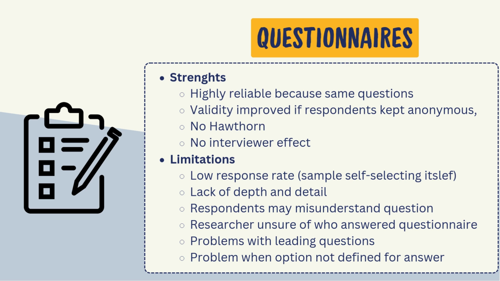And then the limitations are that there's a really, really low response rate. So there's a risk of the sample self-selecting. That means the people that answer the questionnaire are already a certain type of people, for example, people who have more time. And that would mean that it's only representative of that group of people who answered it, whereas if everyone had answered it, then it would be representative of everyone. If that makes sense. This is actually a really tricky concept.